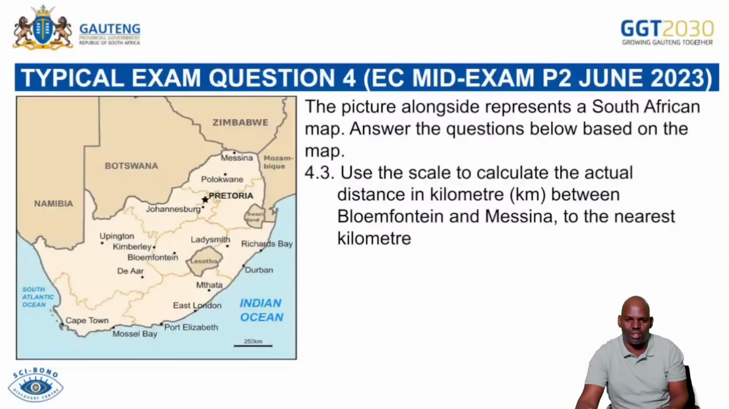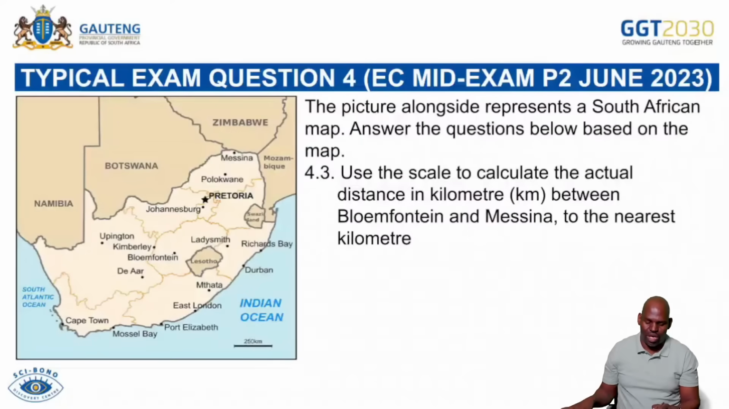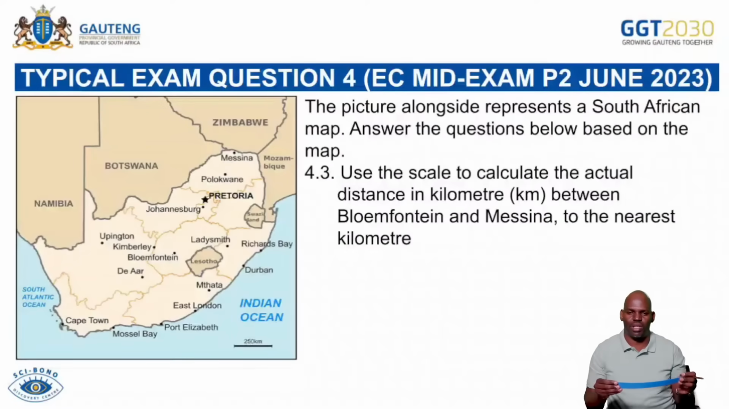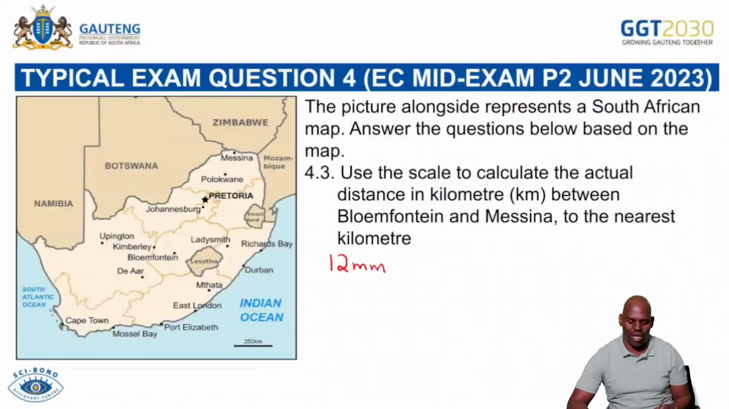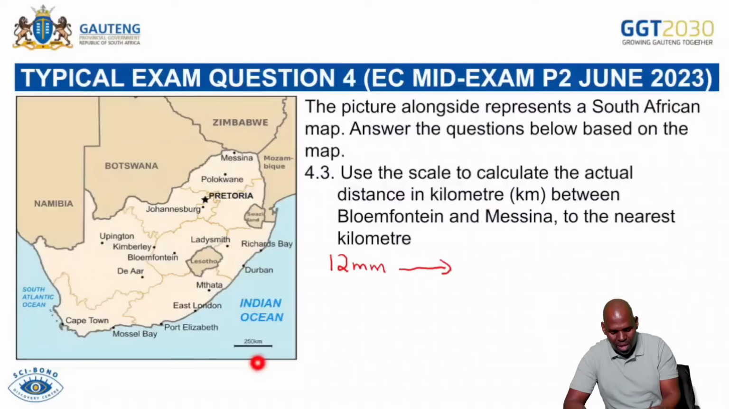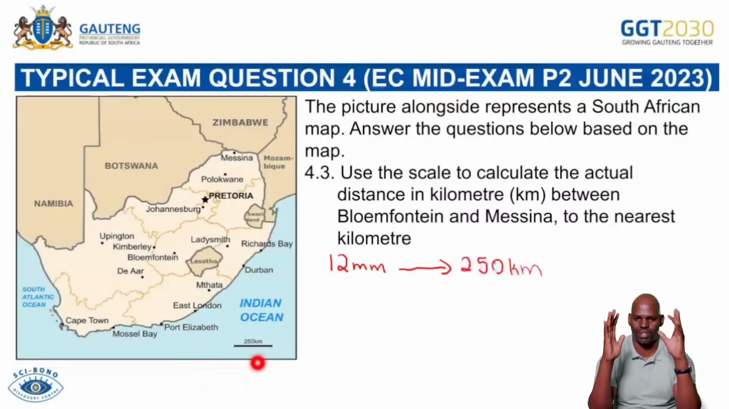This 250 kilometers just indicates that in reality, this is 250 kilometers. Now when you measure it, it doesn't matter whether you are using centimeters or millimeters. But usually if you are using millimeters, you get an accurate answer, as millimeters are more accurate than centimeters. So if I take my ruler and measure the length of the bar scale, I get 10, 11, 12. I'm getting 12 millimeters. After measuring the 12 millimeters, it simply means this 12 millimeters is equivalent to 250 kilometers in reality.